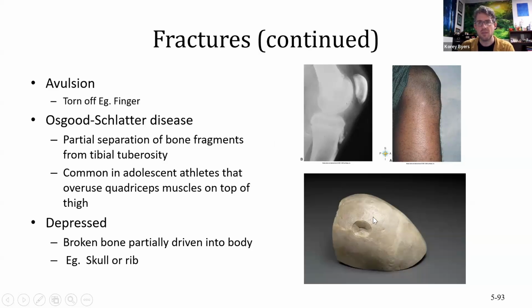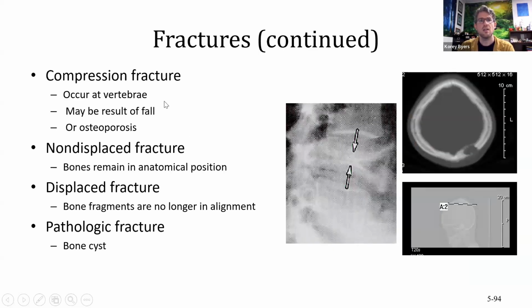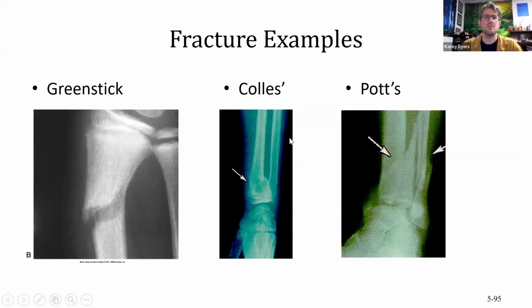Look at this picture. Something, I don't know, a rock, a hammer has smashed into that skull plate. That's a depressed fracture where it's been pressed into the body. Compression fractures can occur at vertebrae. Maybe it's the result of osteoporosis where they're pressed into one another. Non-displaced stay in the same location. Displaced are in a different location. Fractures can also be pathologic due to a bone cyst or something. Here you can see that tumor. Here's some pictures.